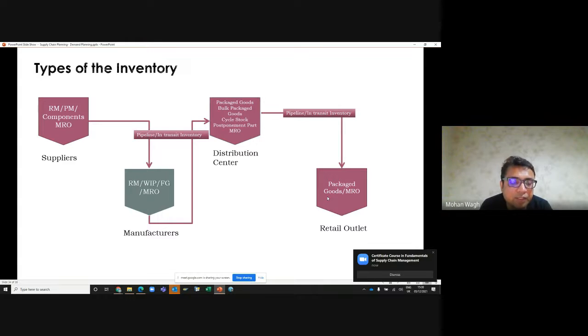So we have inventory which is called raw material, packaging material, which are generally sourced from the suppliers. Then it comes to the manufacturers or the producer, which hold raw materials or the WIP, work in progress, or the semi-finished inventory, finished good inventory. And then it goes to the distribution warehouse where we hold the packaged goods or the bulk packaged goods, finished goods. And then when it goes to the retailers, generally they hold the finished goods or the MRO things like packaging or repackaging they need to do. So these are the different types of inventory generally available in the industry.